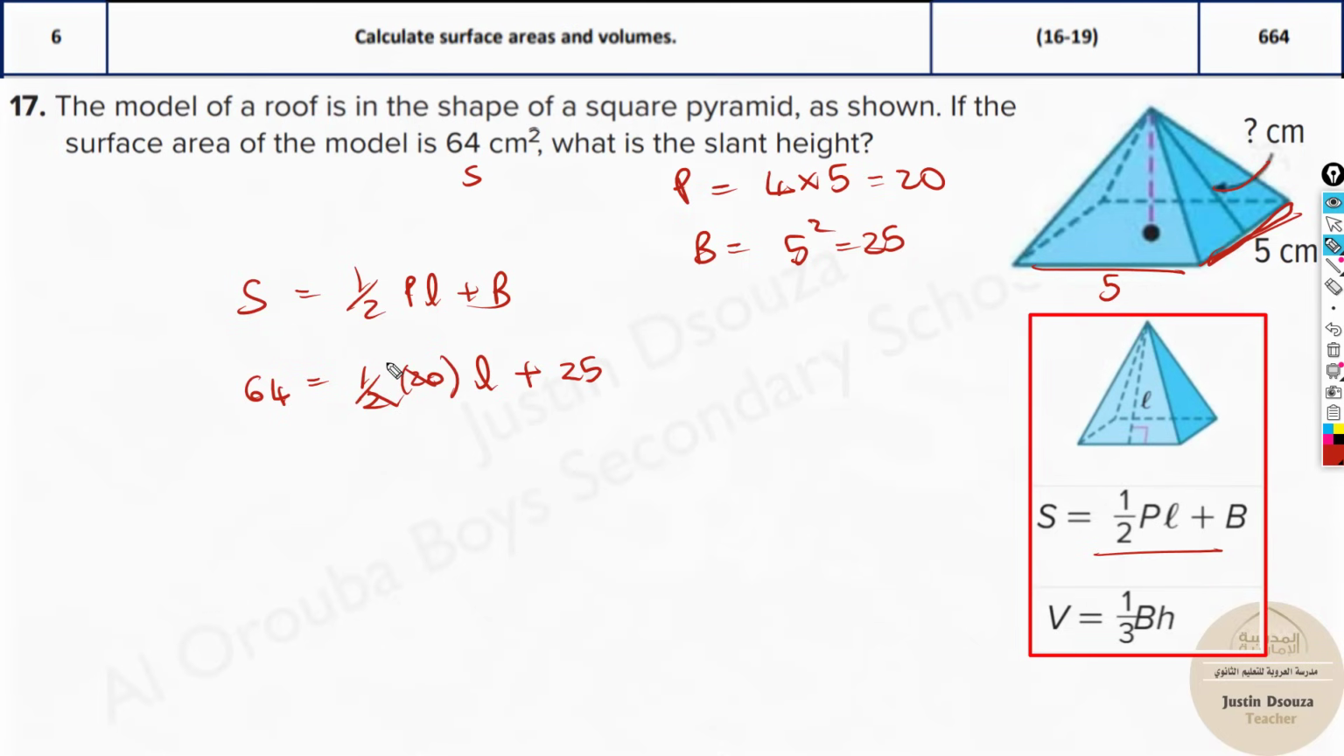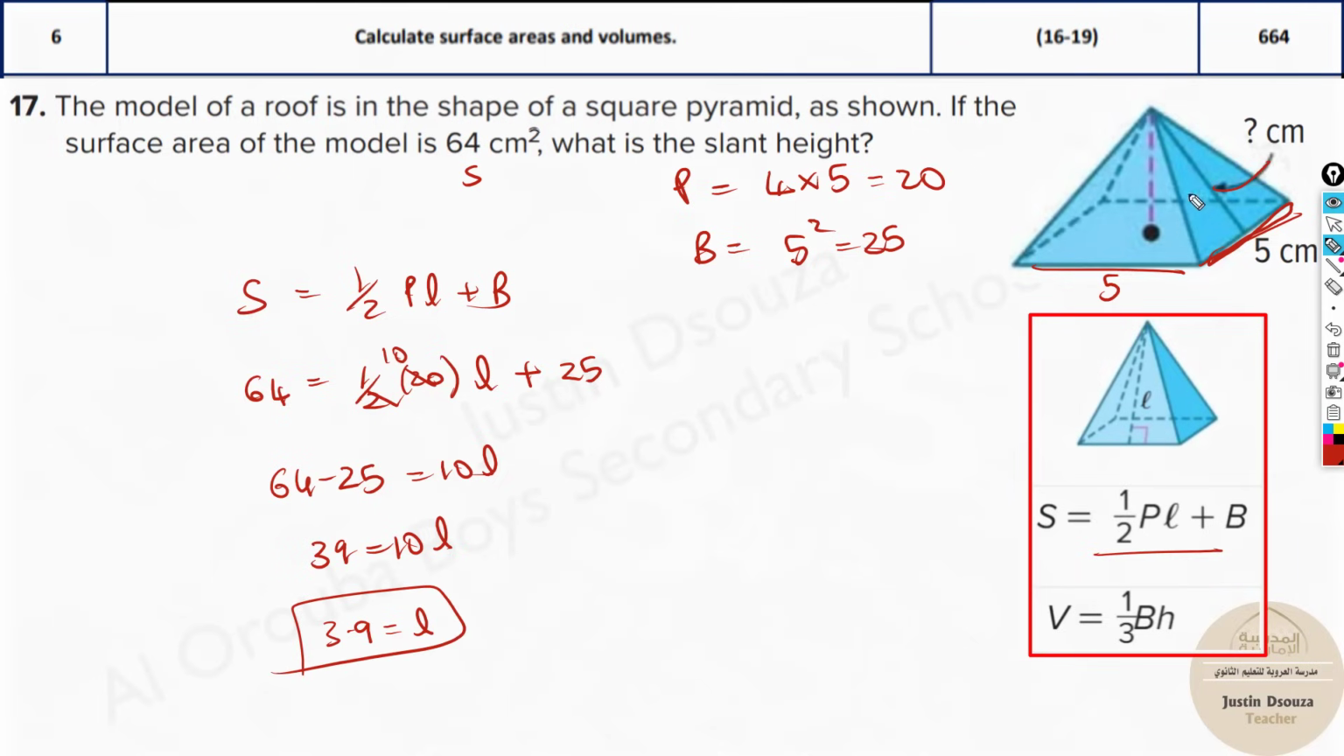Or you can just simplify here. It's 10L. And over here, take this to the other side. 64 minus 25 equals 10L. 64 minus 25 would be 40 minus 1, 39 equals 10L. Or you can just divide both the sides by 10. It will be 3.9 equals L. So the length, the slant height, is 3.9 centimeters because the units is in centimeters.